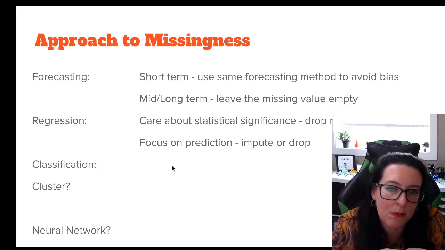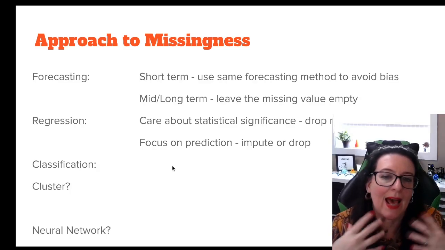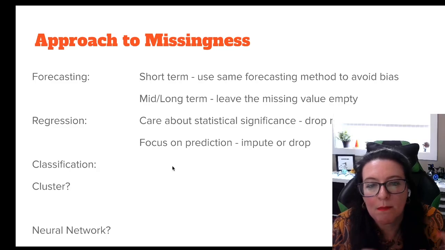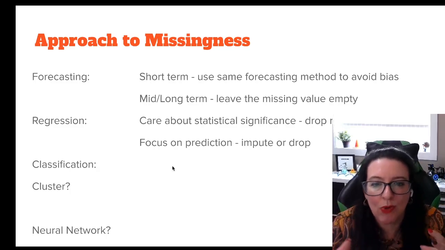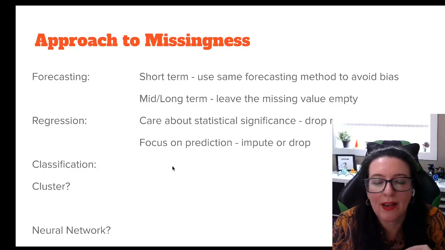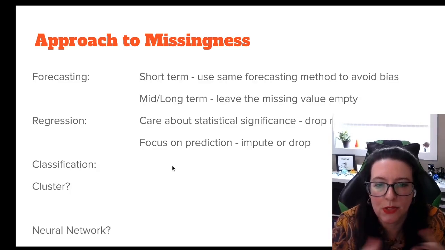So it's better to maintain that same forecasting method. If you're looking at medium term or long term, you're better off leaving the missing values empty rather than adding bias that comes with imputing the median or the mean, because of the time component that exists in the data set. So why it's missing is not as relevant with the forecasting. Why something is missing is more relevant when we get into regression models. So with forecasting, because of that time element, if it's medium or long term, leave the values missing. Short term, use the same method as your forecasting method to impute.